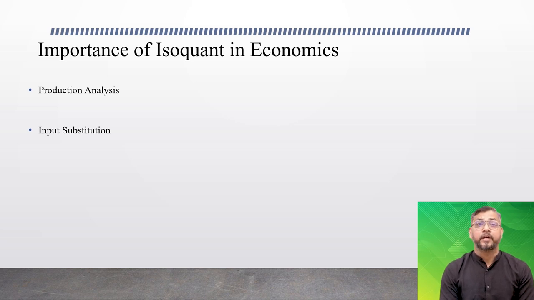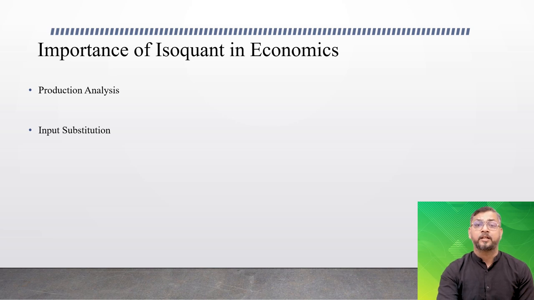Second, they are used for understanding input substitution. Now, isoquant deals with different combinations of two factors of production yielding the same amount of output. So, it helps us in understanding how the producer can substitute one factor of production, assumingly capital, for another factor of production, assumingly labor, in such a manner that it doesn't affect the output.